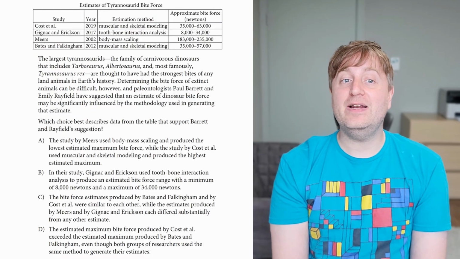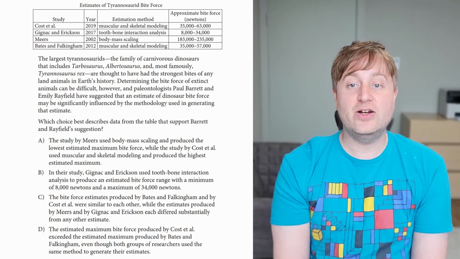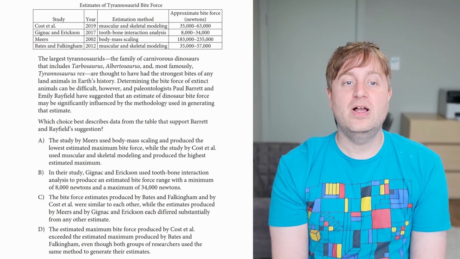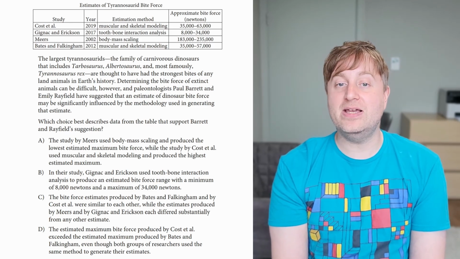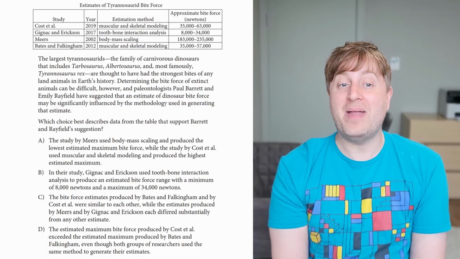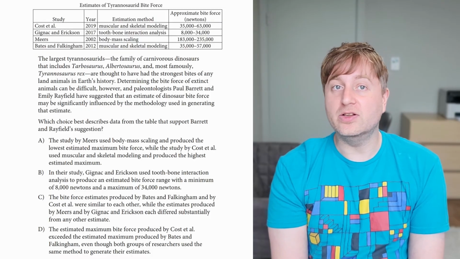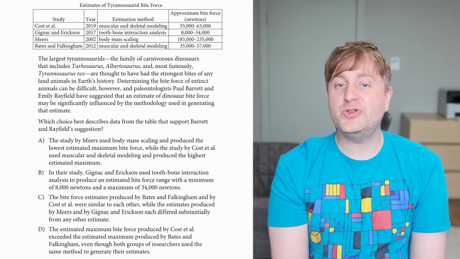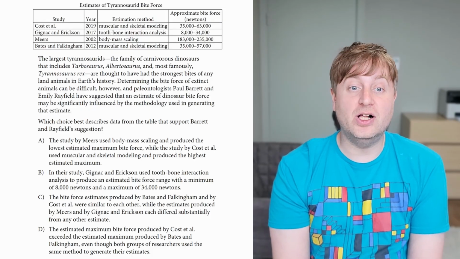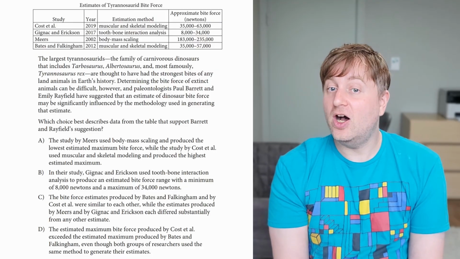C. The bite force estimates produced by Bates and Falkingham and by Cost et al. were similar to each other, while the estimates produced by Mears and by Gignac and Erickson each differed substantially from any other estimate. Now to interpret this answer, we're going to need to look a little bit closer. The answer choice doesn't directly mention methodologies, but it does tell us that Bates and Falkingham and Cost et al.